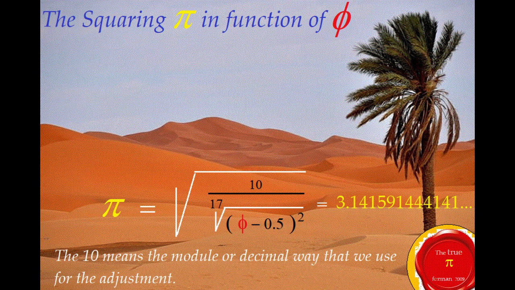2. Another interesting and simple way to adjust the squaring pi number is to use the phi number for it, as shown in the drawing. Asterisk. Of course, the squaring pi website details multiple properties and ways to see, measure and adjust this number.